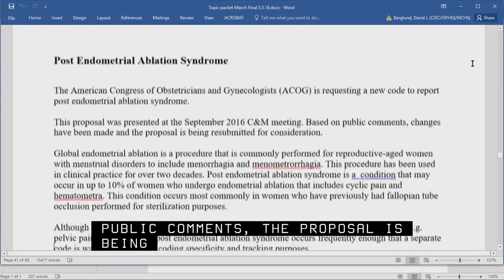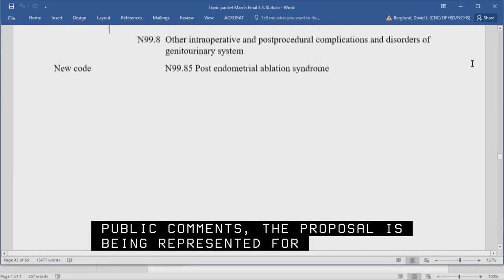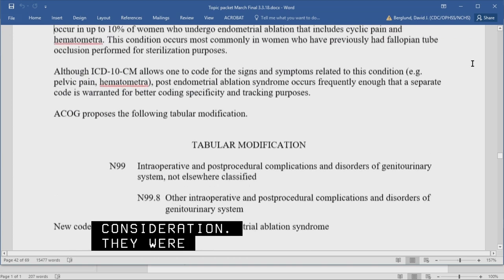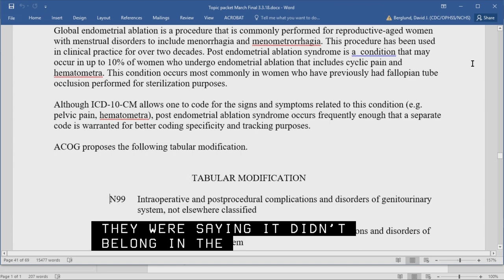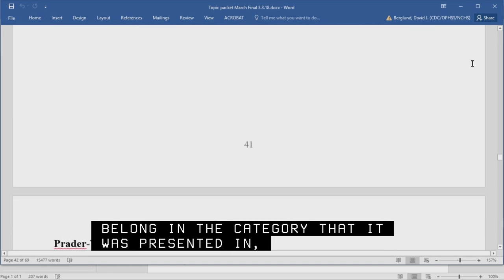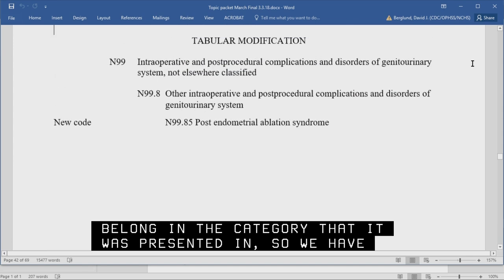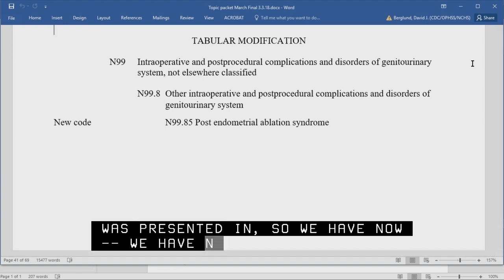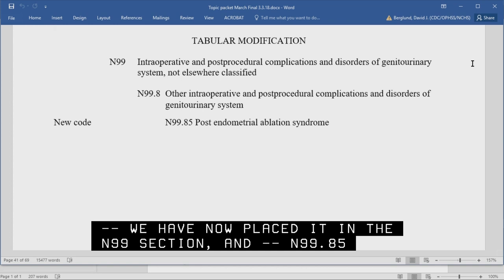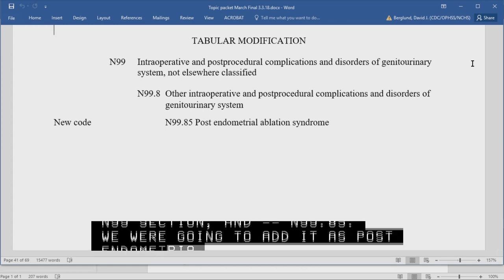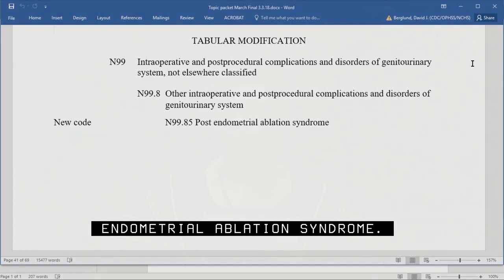The public comment basically was saying it didn't belong in the category that it was presented in. So we have now placed it in the N99 section, and at N99.85, we were going to add it as post-endometrial ablation syndrome. Are there any questions or comments from the audience?